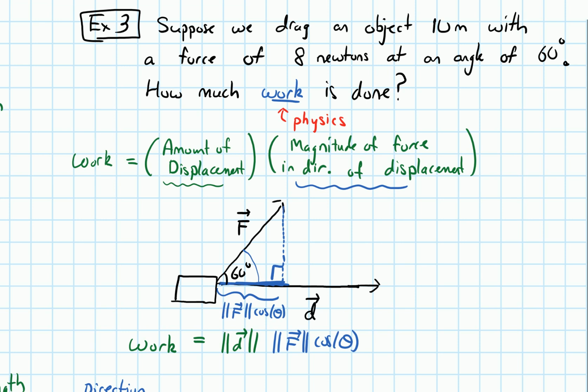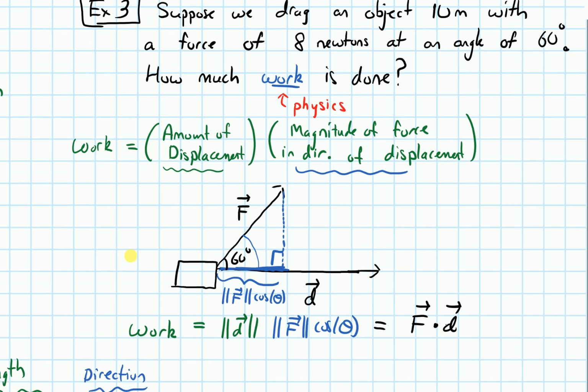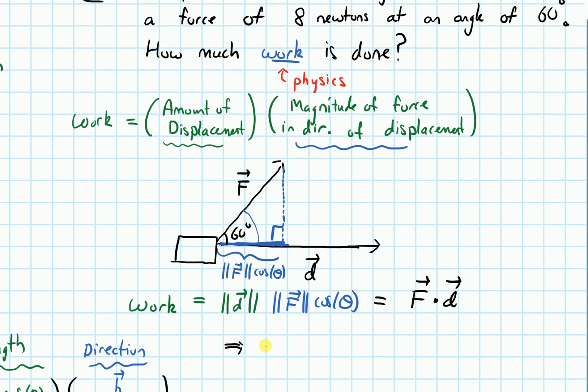So we have length of d times length of f times cosine theta. That's a dot product. I could write it as d dot f or f dot d. It doesn't matter which order you take the dot product in; it's the same. So that is our equation for work. Let me write that down more succinctly. Work equals force dotted with displacement. I'm going to highlight this in yellow. Okay, here we go. So work is force dotted with displacement.